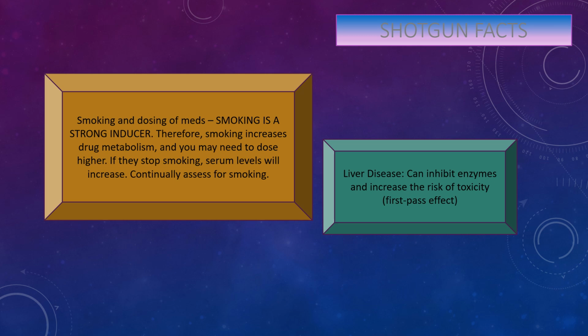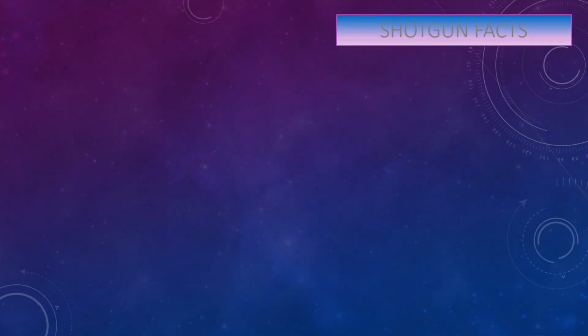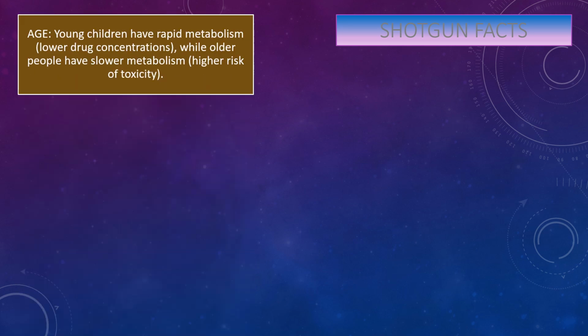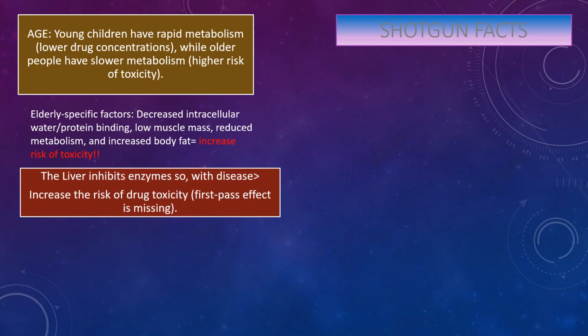First pass effect. Factors affecting metabolism, the shotgun facts. Age: young children have rapid metabolism and lower drug concentrations, while older people have slower metabolism and higher risk for toxicity. Elderly specific factors: decreased intracellular water and protein binding, low muscle mass, reduced metabolism, and increased body fat equals increased risk of toxicity.